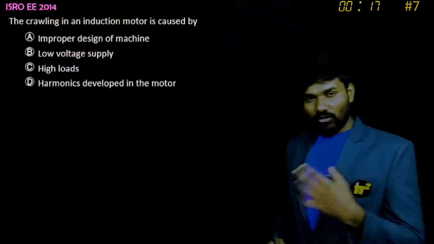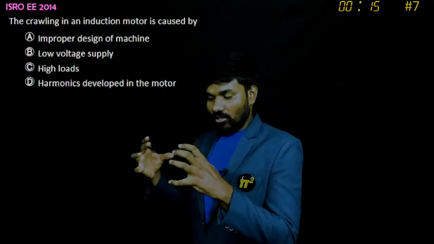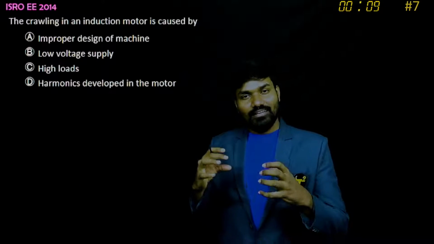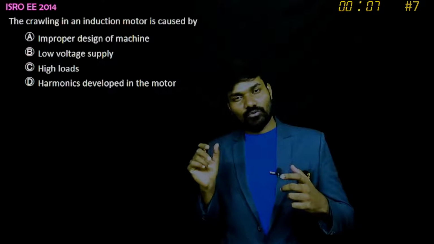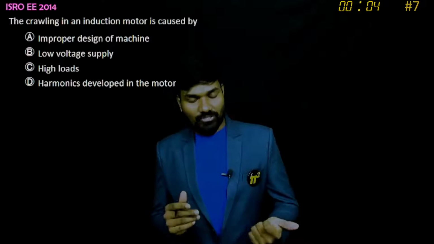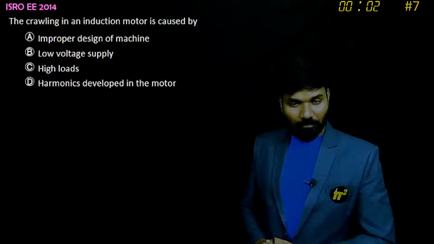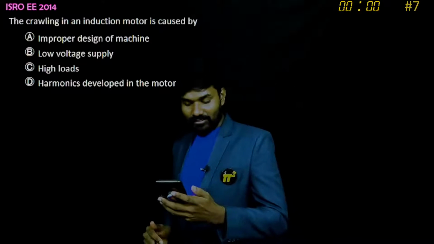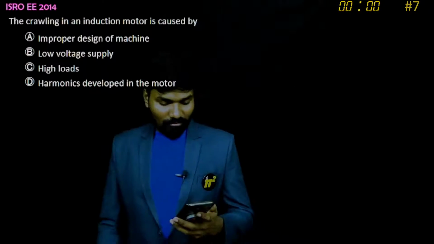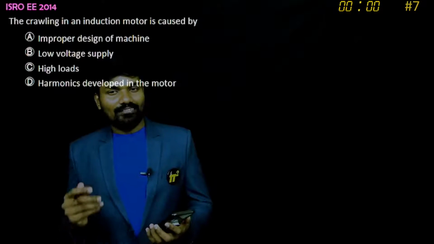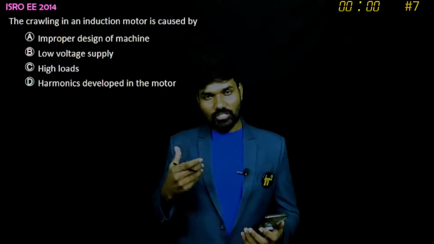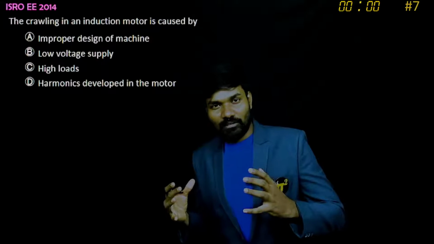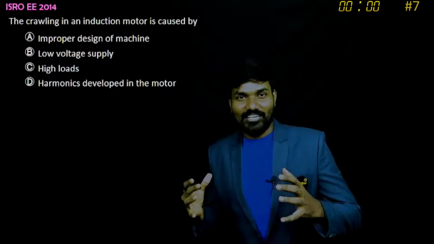So crawling and cogging. What is cogging? Can somebody brief in the chat? In one word, how do you define it? Cogging, Ishwar, we got it. Cogging is magnetic locking. Some torque is produced, but the motor will not be able to move. It's not moving. It just locked.